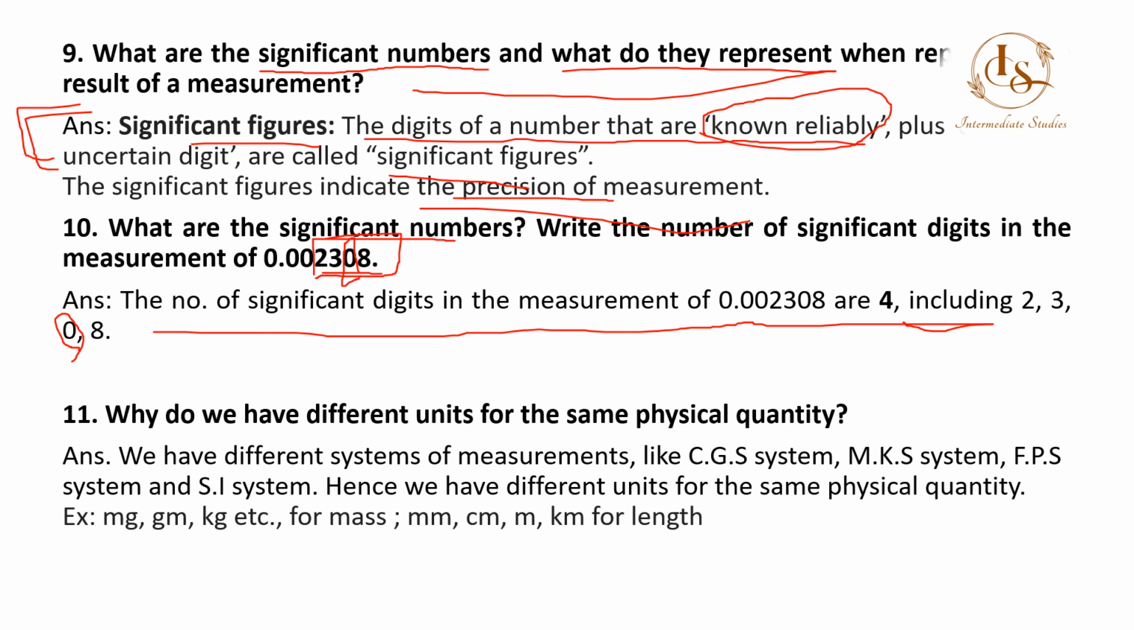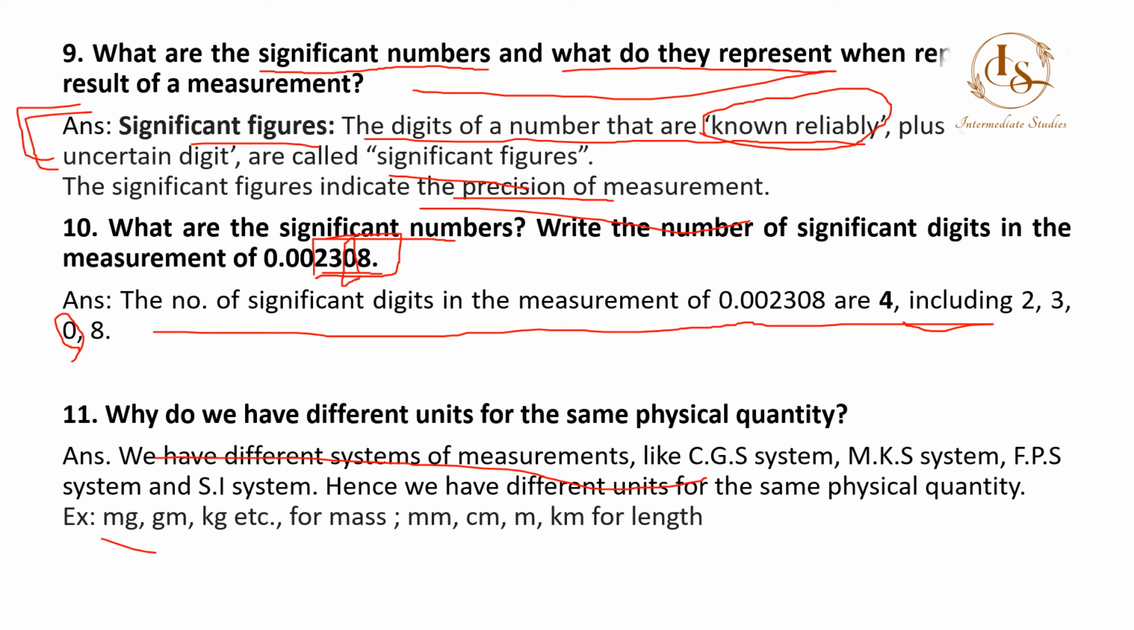And the next question: why do we have different units for the same physical quantity? Of course, because we have different systems of measurement like CGS system, MKS system, FPS system, and SI system. So that's the reason we have different units for the same physical quantity. We just need to mention that. Just give a few system names like CGS system, MKS system, and SI system, like that.